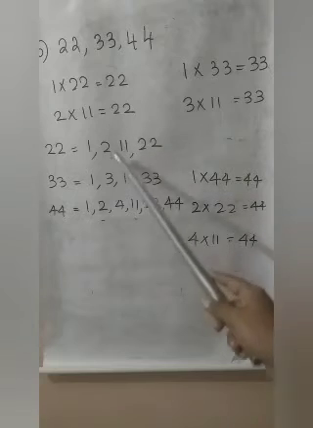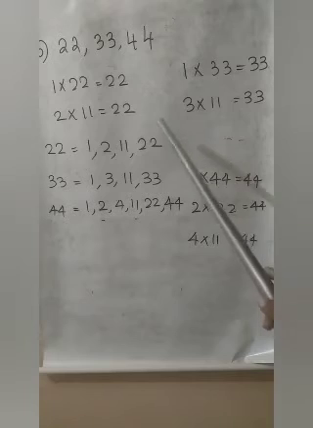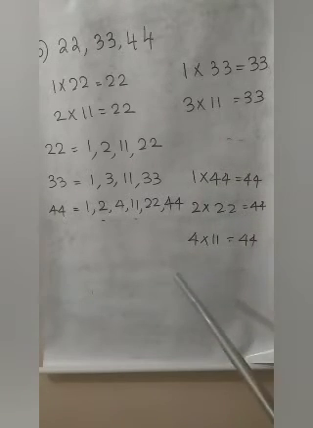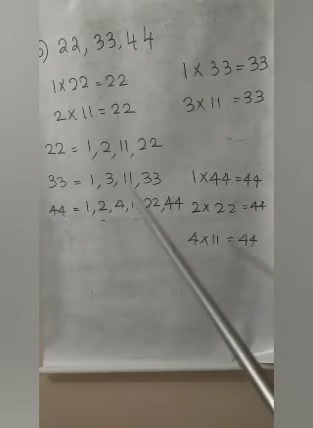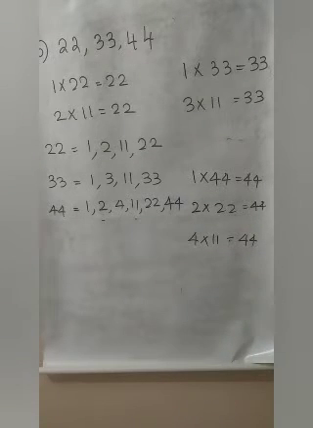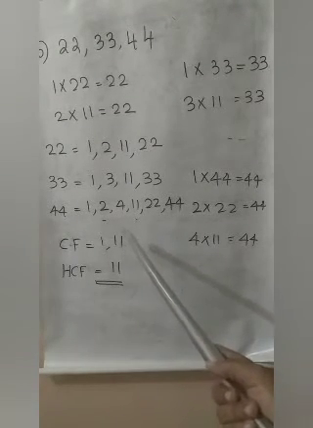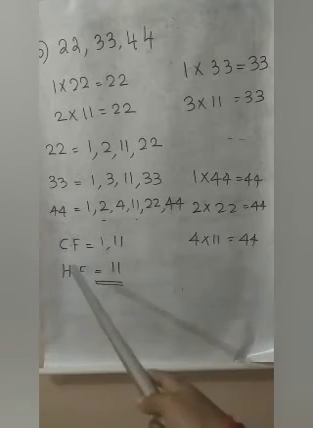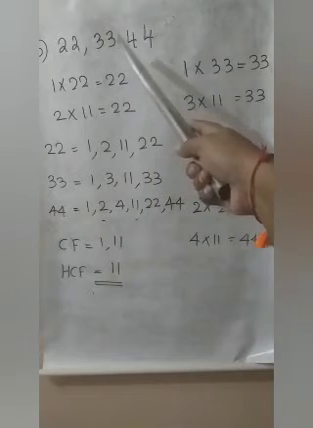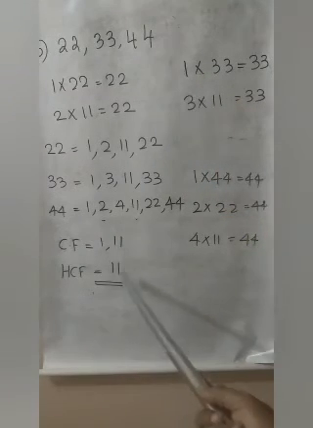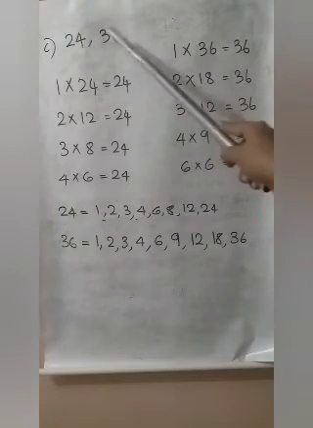Next, 11. We have 11 in all the 3 numbers, so 11 is a common factor. Then 22, 33 and 44 are not common. So when we compare, we can see that only 1 and 11 are common factors here. So from that, what is the greatest one? The HCF is 11. So the HCF of the given numbers 22, 33 and 44 is 11.